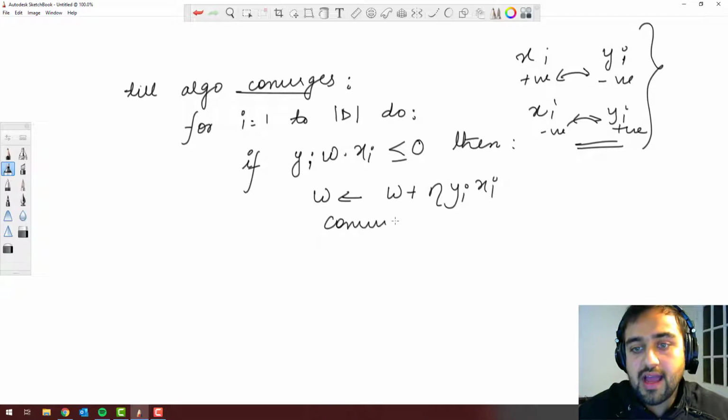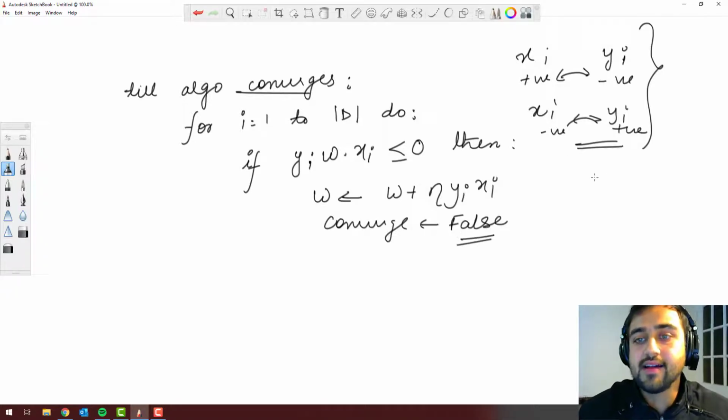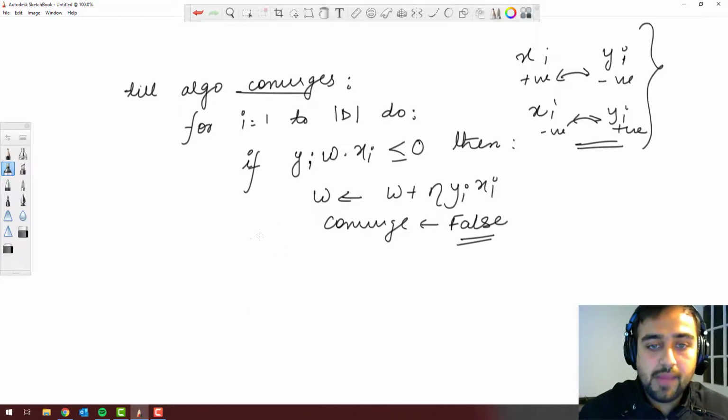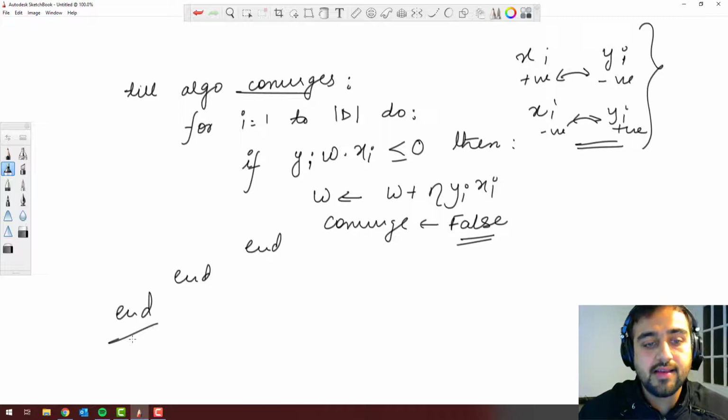We put converged as false because our algorithm has not converged and we are still getting misclassified examples, and we keep on doing that. So we end this algorithm like this. It ends when there are no more misclassified examples in our data set.